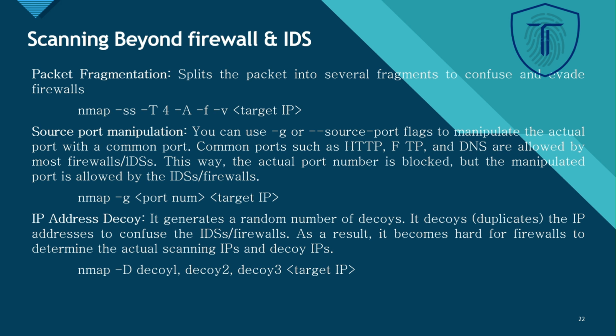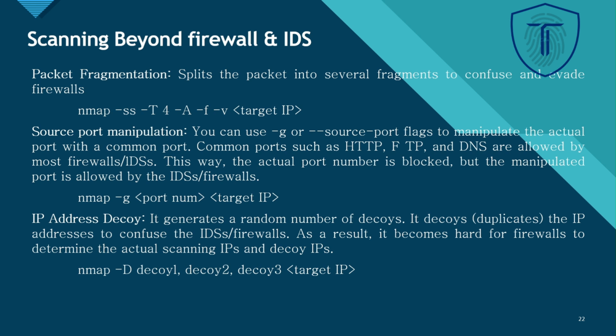The next method is source port manipulation. You can use the -g flag to manipulate the actual port with a common port. Usually, firewalls allow common ports and block specific ports. So we can pretend that we want to connect with the common port, hiding our intent to connect with the hidden port. And the third and last method is IP address decoy.